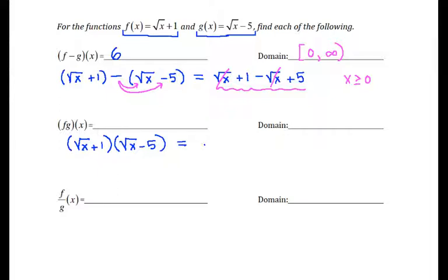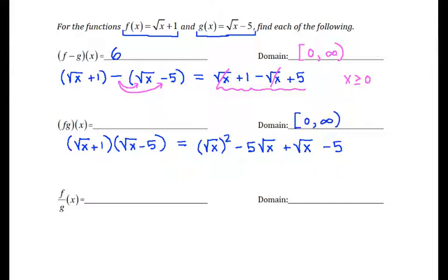So that first term is the square root of x times itself, which is like saying the square root of x squared. The outer term will be minus 5 times the square root of x. The inner term would be plus 1 times the square root of x. And the last term would be minus 5. Again, I'm going to find the domain before simplifying. I can see that again I have square roots of x showing up, so for similar reasons my domain is going to be from 0 to infinity.